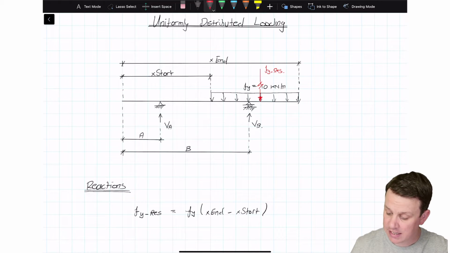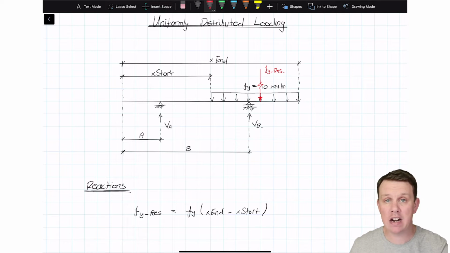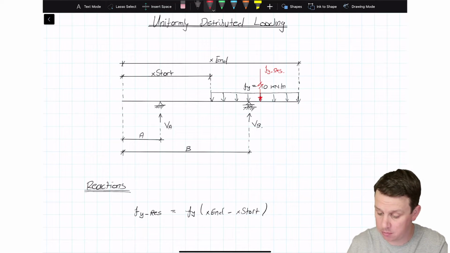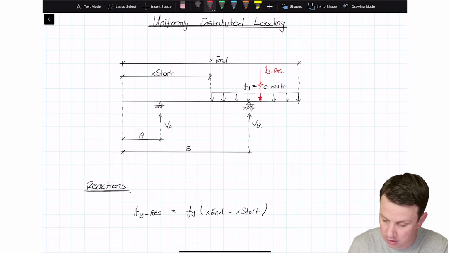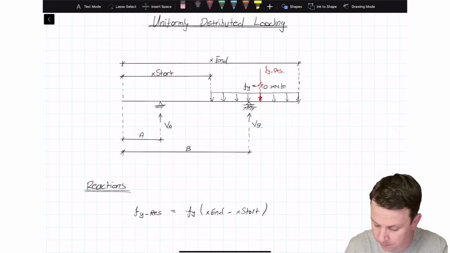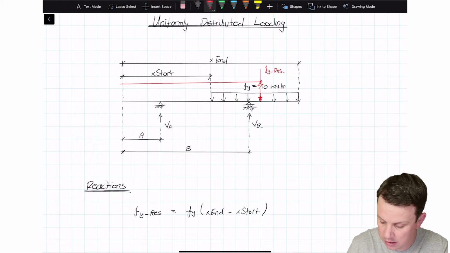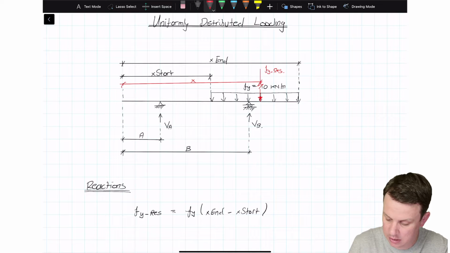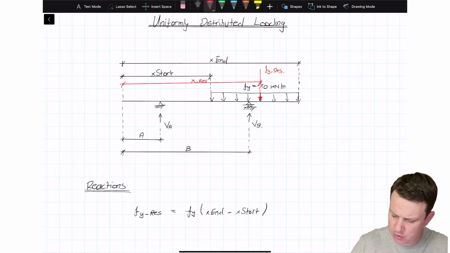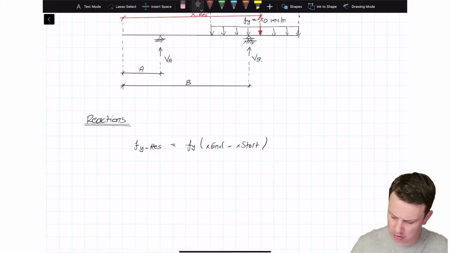All right, great. The next thing I want to do is I want to know where is that resultant, at what position along the beam is it, right? So let's just highlight or identify the location on our diagram here. So let's draw a line there, and let's call that, what did we call that? Probably x underscore res. Okay. So where is this thing positioned, right?